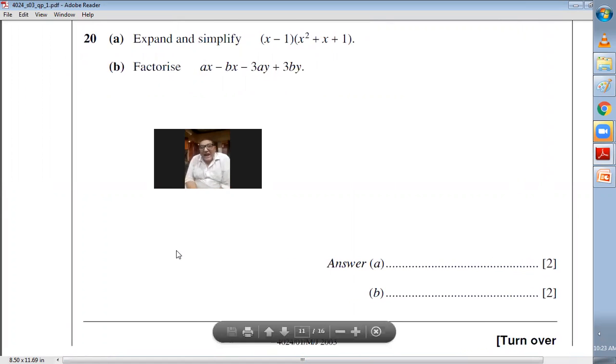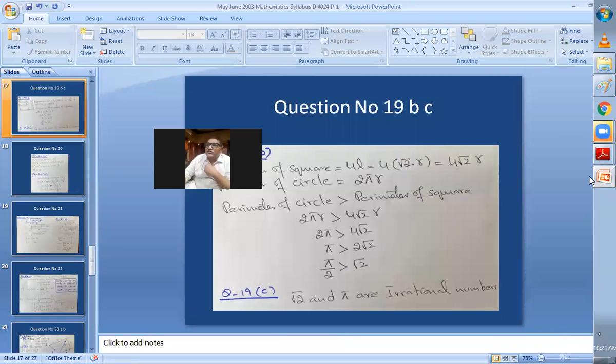This is expand and simplify. Expand and simplify is very easy. You just have to multiply these two brackets. And the B part is we have to factorize. Here, 4 terms are given and you need to factorize them. So this is the A part and B part, both are of 2 marks. Very easy question. Let me show you my work. I've done this.